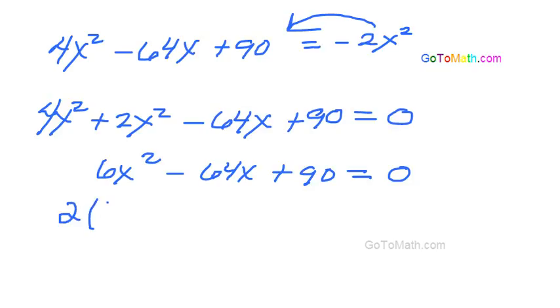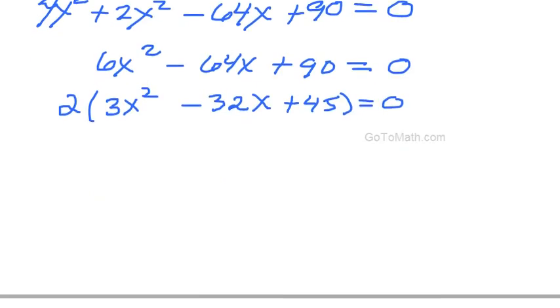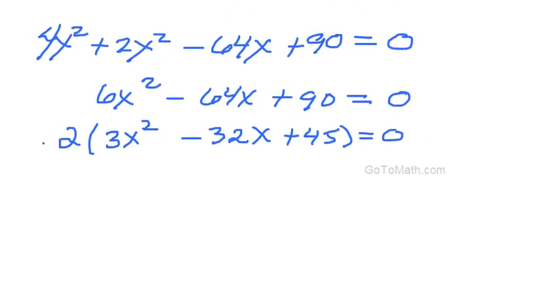So this is what we'll want to do here. That's going to make that 3x squared minus 32x plus 45. That helps out a little bit. So we go through this systematic approach. We've devised an algorithm that helps us minimize the time taken to solve such a problem.